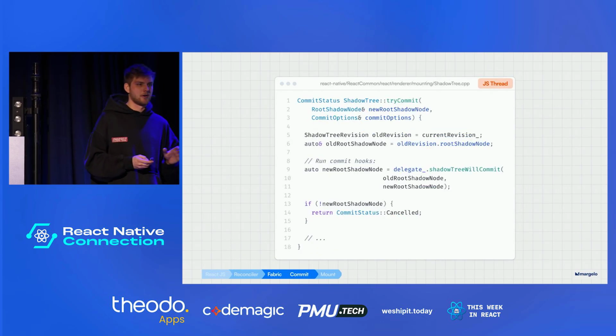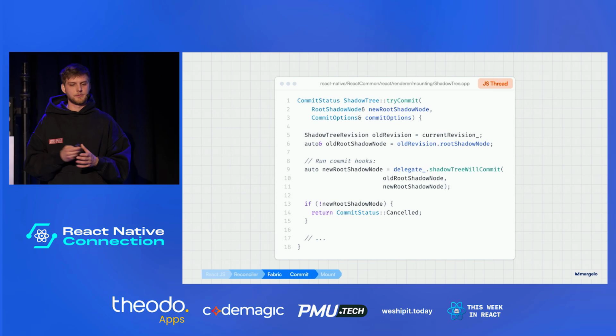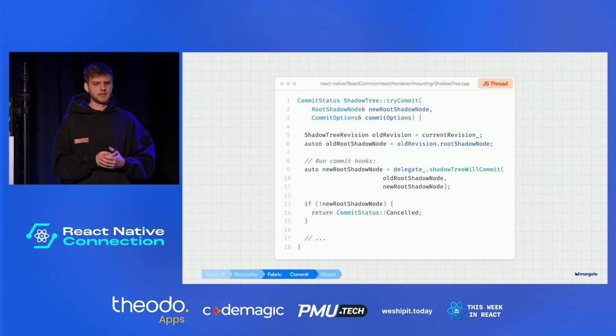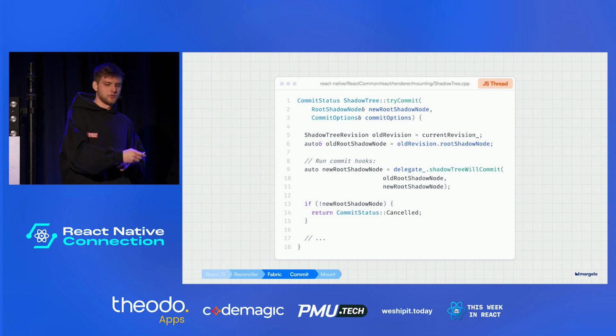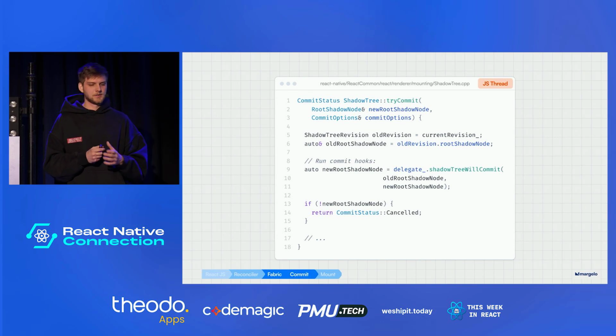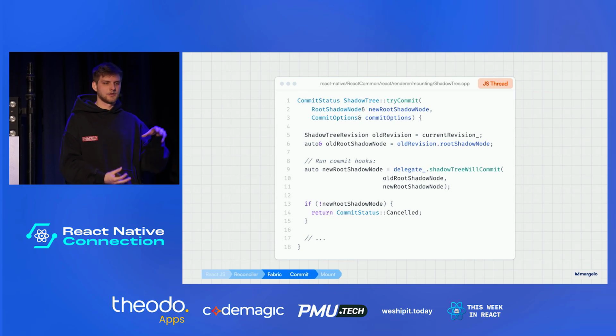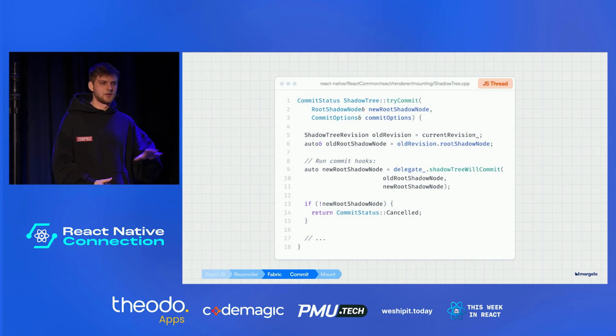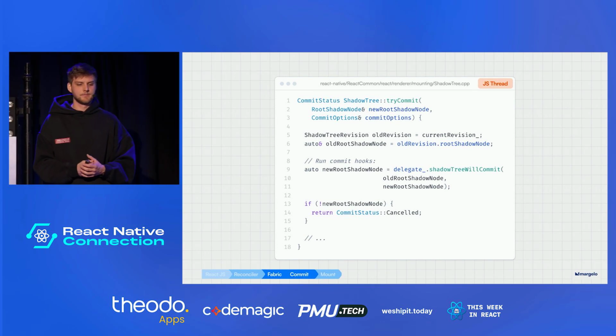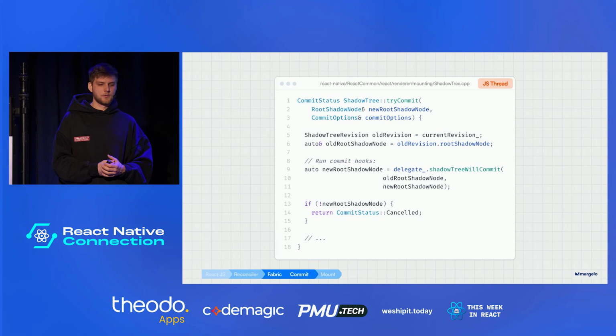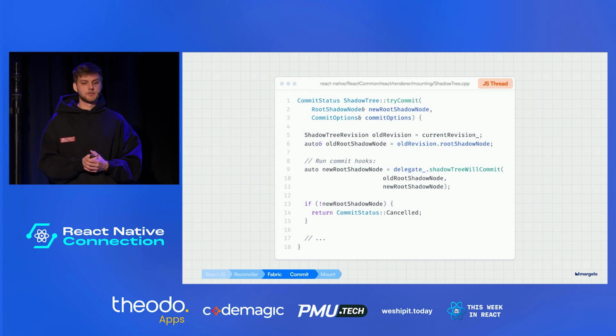This is really the hard part of the commit phase of the Fabric renderer and the shadow tree. So as you can see, we get the current revision as our old revision. Now there's maybe a misconception that you have different shadow trees for your different states in your app, but in the native code, there's just one shadow tree instance, and you have different revisions to it. So we get the old revision, and then we call a commit hook. And this is a way for third-party libraries to integrate into the commit phase. So, for example, Reanimated uses that. And it's possible that we cancel out the commit here.